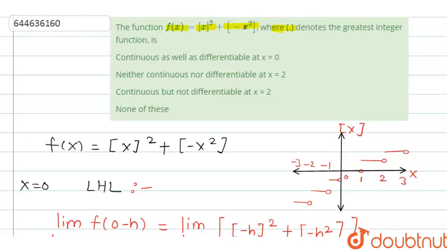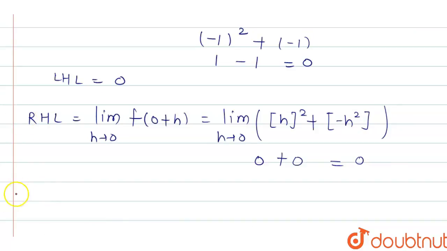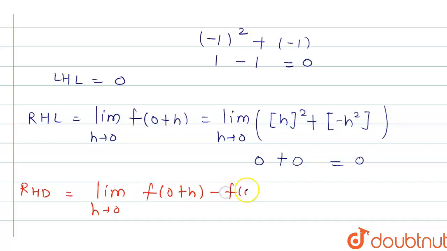So the function is differentiable, continuous at x equals 0. Now for differentiability, right hand derivative. Right hand derivative is equal to limit h tending to 0 of f(0 plus h) minus f(0), divided by h. So this one is 0 minus 0, which is equal to 0.